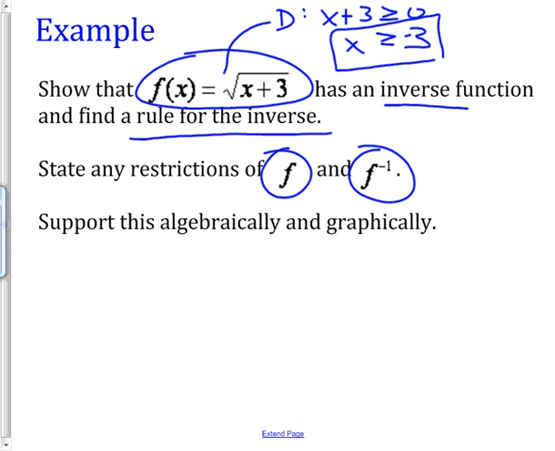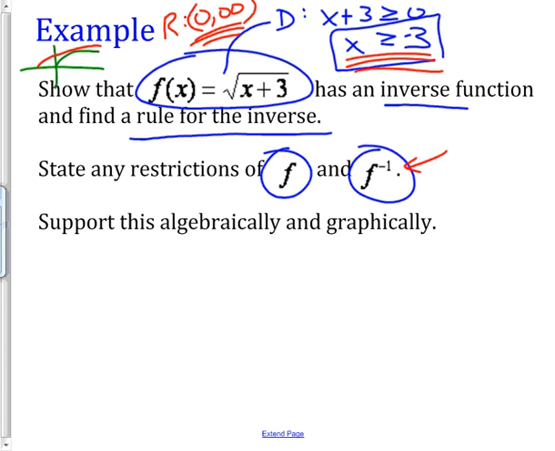And just think for a second, what was the range on this thing? I know what the picture looks like. It normally looks like this, but this one's been shifted 3 to the left, so it would look like this. What's the range? 0 to infinity. So that means the domain on the other one would be 0 to infinity. So it'll go the other way around. On the inverse, once we create it, it will have a domain that is this, and a range that is that.